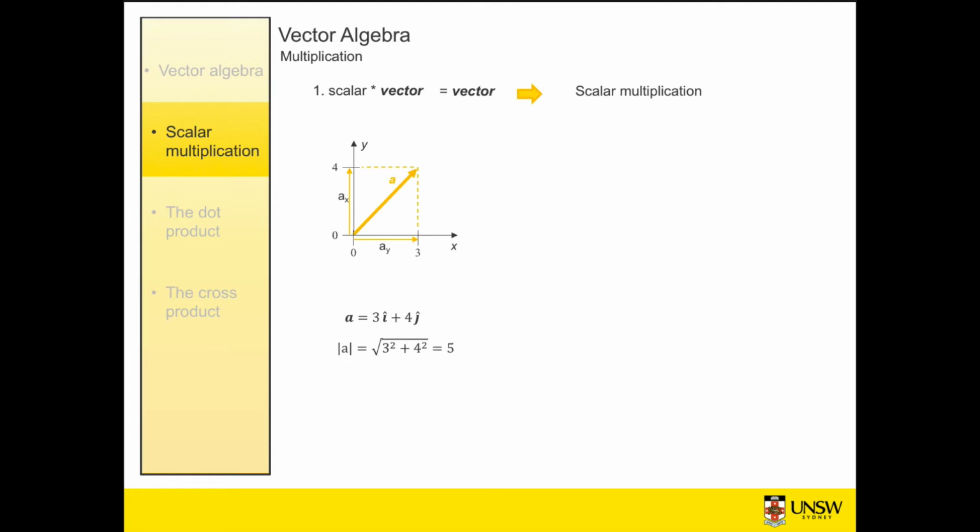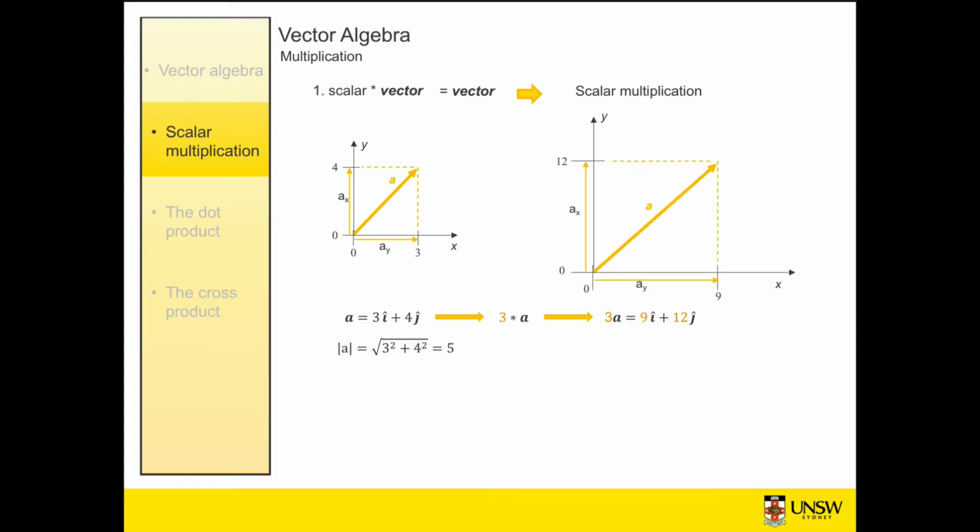we know that the magnitude of that vector is equal to 5. And if we multiply our vector by 3, we just multiply out each component. So our result is that 3a equals 9i plus 12j, which looks something like this. And the magnitude of our new vector is equal to the square root of 9 squared plus 12 squared, which is 15, which is 3 times the original vector. So when we do scalar multiplication, the magnitude of our vector changes, but the direction does not.